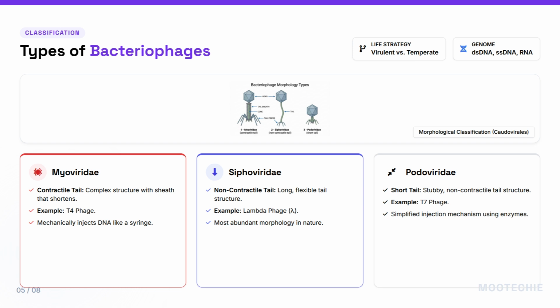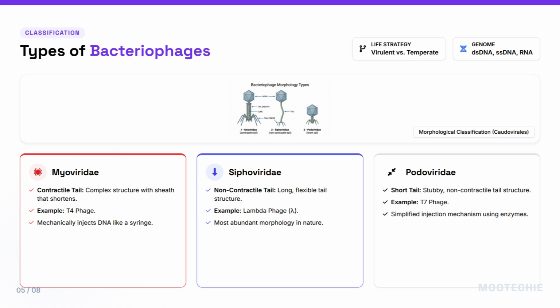A classic example is the well-studied T4 phage. It mechanically injects its DNA like a hypodermic needle. Next is the Siphoviridae family. These have a long, flexible, non-contractile tail structure. An example is the lambda phage, famous for its lysogenic cycle. This is actually the most abundant morphology found in nature.